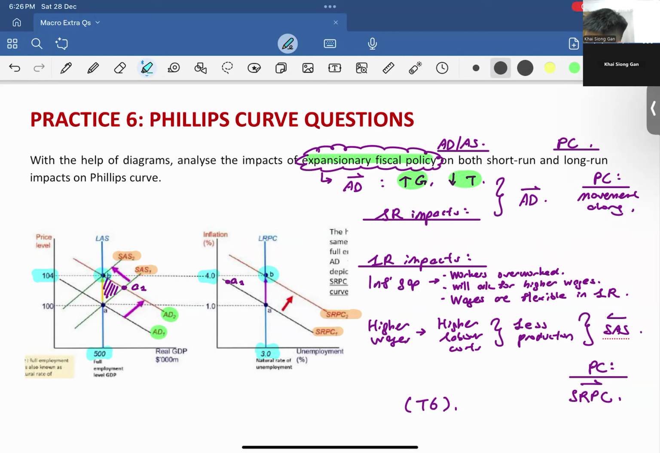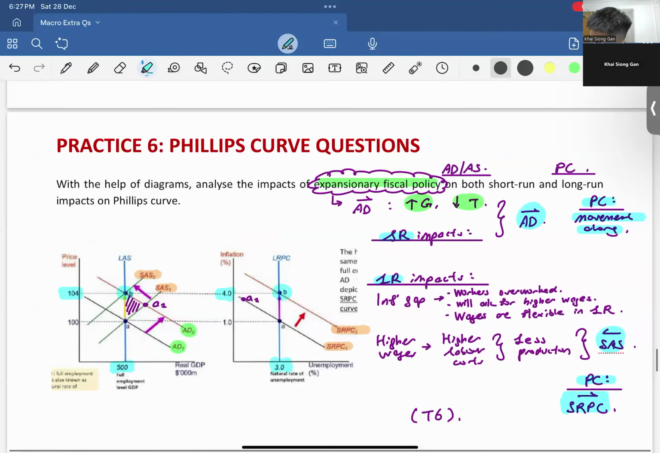So therefore, you can see that from the expansionary fiscal policy, when you evaluate the short run and long run impacts, it will result in AD shifting right in the short run and PC curve only movement along for short run. And for long run, workers ask for higher wages, that shifts the SAS curve leftwards, and that causes the PC curve to shift to the right. Okay, so in the end, that's the answer.